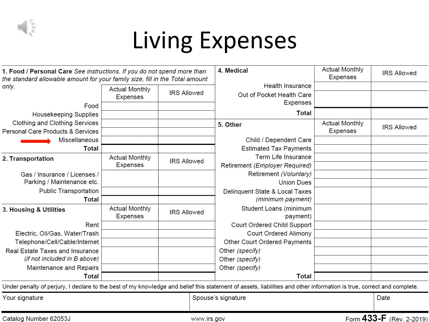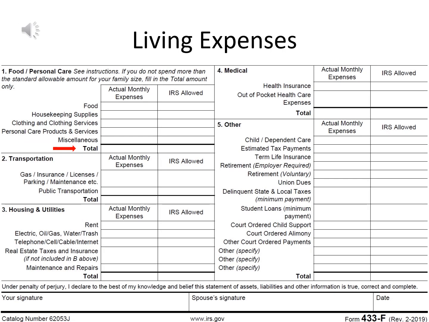The amount allowed for miscellaneous expenses cannot exceed the amount allowed under the IRS collection financial standards. Examples of allowable expenses include credit card payments, bank fees and charges, reading materials, and school supplies. Calculate the total food and personal care items and place the total here.